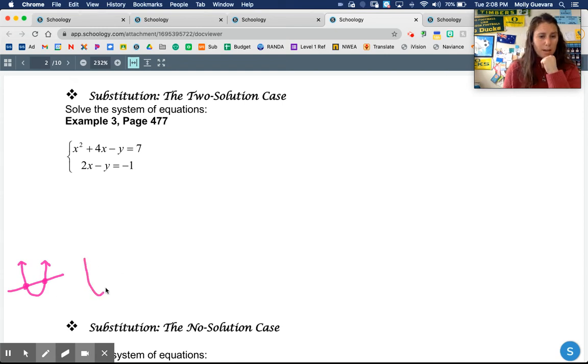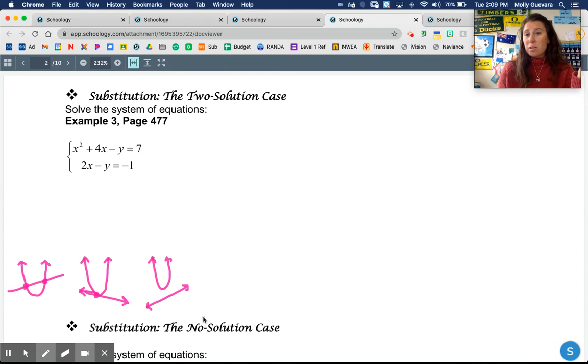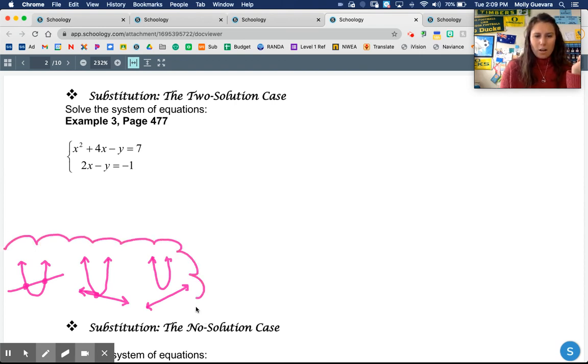Another option is I could have my parabola and a line that just touches at one point. In that case, there would be one solution. Or I could have a parabola with a line that doesn't cross at all. And in that case, there would be no solutions. So there's kind of three options here on what we can see if we have a parabola and a line.